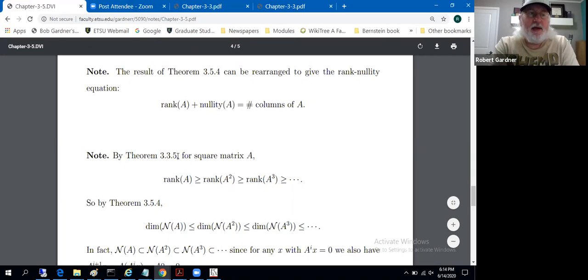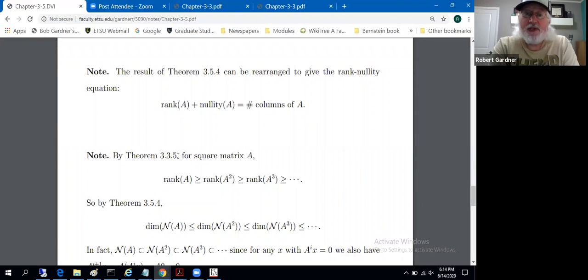Theorem 3.3.5, remember that one? We've used it enough. It said the rank of the product of matrices is less than or equal to the minimum of the rank of the first one or the rank of the second one. From that, we take a square matrix and take powers up, and we can draw the following conclusions. The rank of A times A is less than or equal to the minimum of the rank of A and the rank of A, which is just the rank of A. So the rank of A squared is less than or equal to the rank of A.